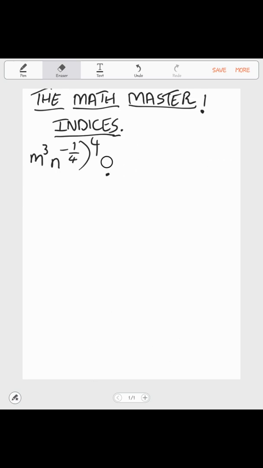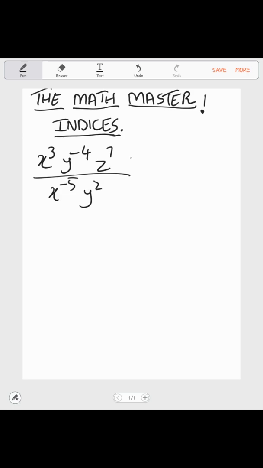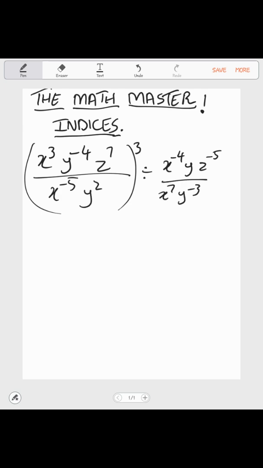Let's erase this question as well. Make sure you attempt it, and the rest of it is on you. Practice it. x cubed y to the power minus 4 z to the power 7 over x to the power minus 5 y squared, whole cubed, divided by x to the power minus 4 y z to the power minus 5 x to the power 7 y to the power minus 3, to the power minus 2.